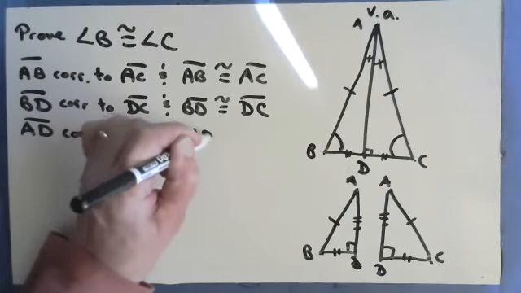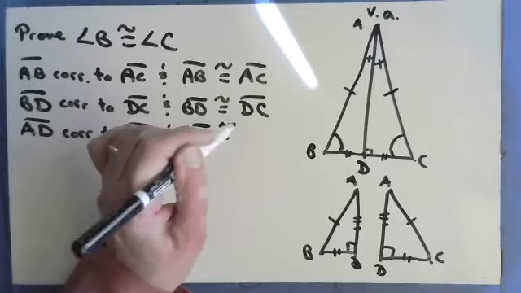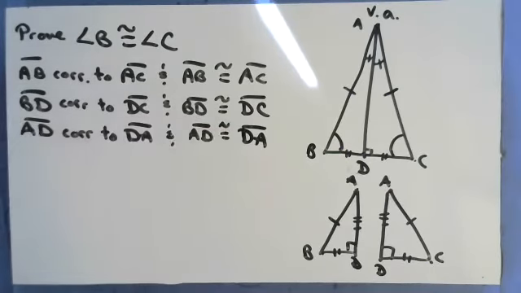And AD is congruent to DA. Forget the cat, or forgive the cat. She's going to have fun with us here.